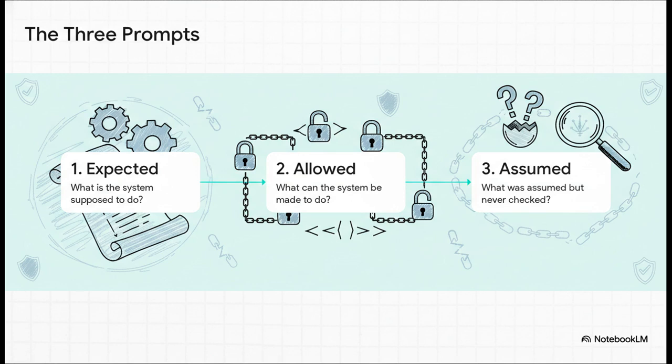And here they are. What is expected? What is allowed? And what was assumed? By asking these 3 questions in this exact order, you can systematically peel back the layers of any contract and expose its hidden dangers. Let's break each one down.